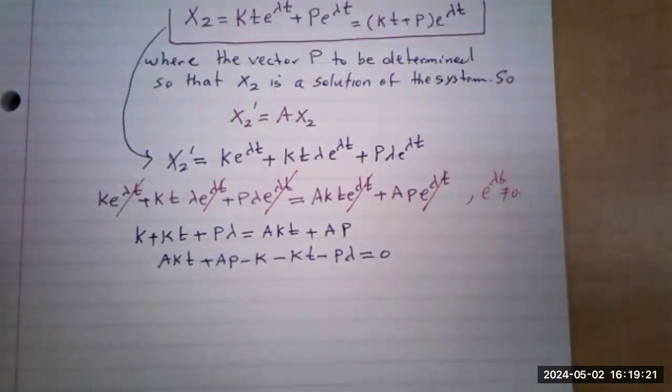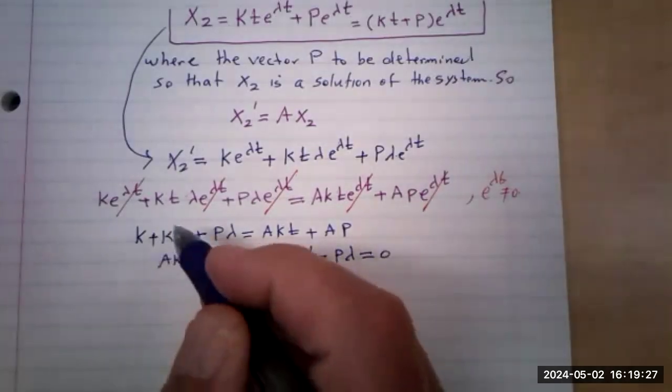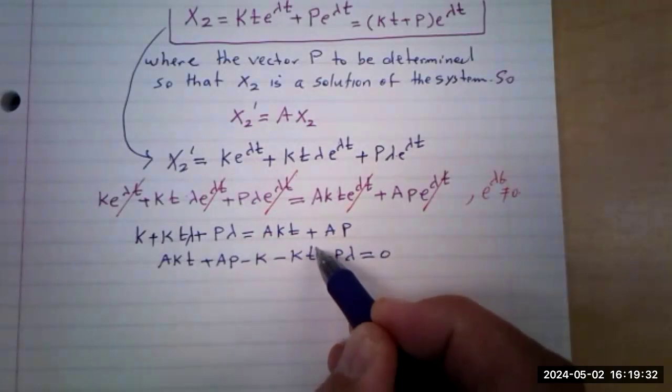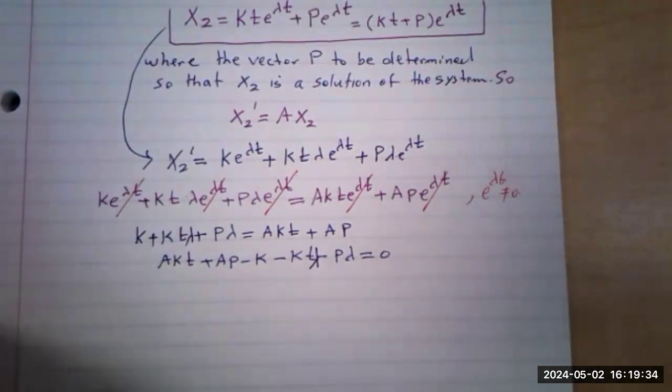Is that supposed to be k t lambda or just k t? Which one? Oh, yes, you are right. It's k t lambda. So this is k t lambda. Thank you.